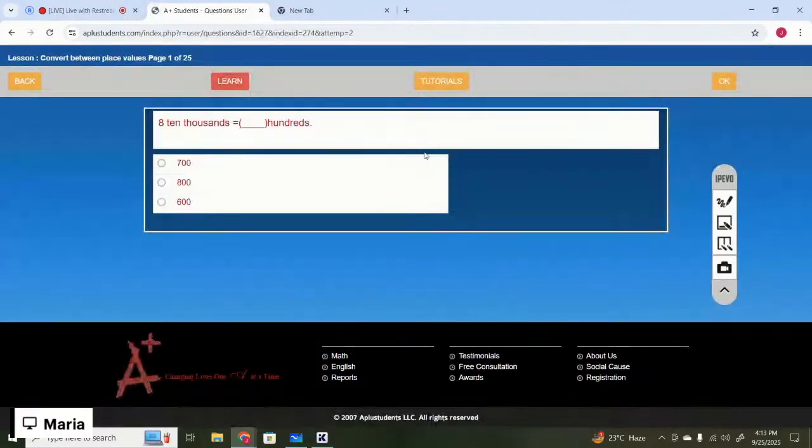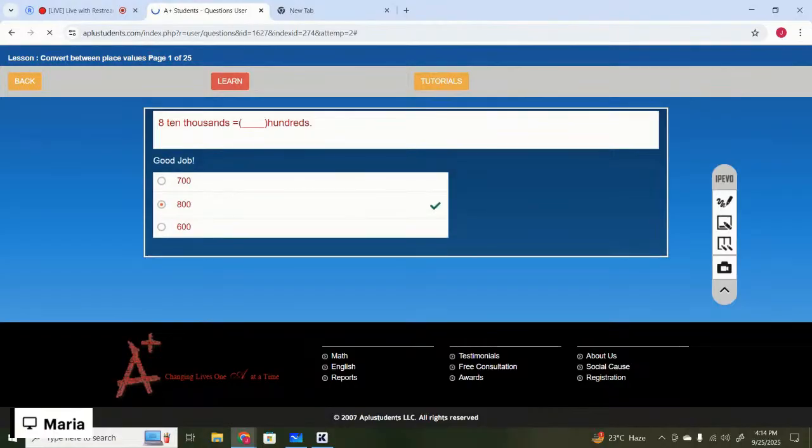8 ten thousands equal how many hundreds? 8 ten thousands equal 800 hundreds. Option number 2 is the correct option. Very good.